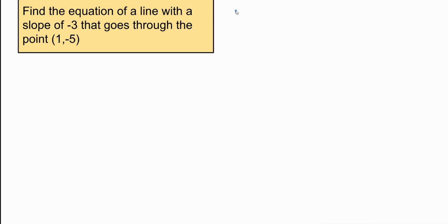So here's our standard equation for a line: y equals mx plus b. And the problem tells us that the slope, or m, is equal to -3. So we can do that substitution first. y equals -3 times x plus b. So we can see that the only thing we need to finish this equation is to find out the value of b. What we're going to have to do in order to find that value is use this point.